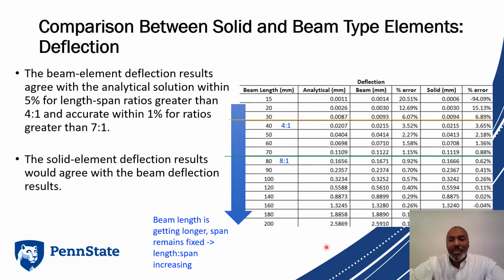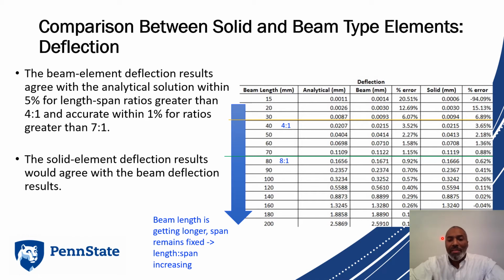Our second column is the analytical solution. It goes from something very small, 11/10,000ths of a millimeter, all the way out to 2.5 millimeters. Our third column is the beam element solution. It goes from 14/10,000ths to 2.5. And then our solid element solution, which goes from 6/10,000ths all the way out to 2.5 millimeters.